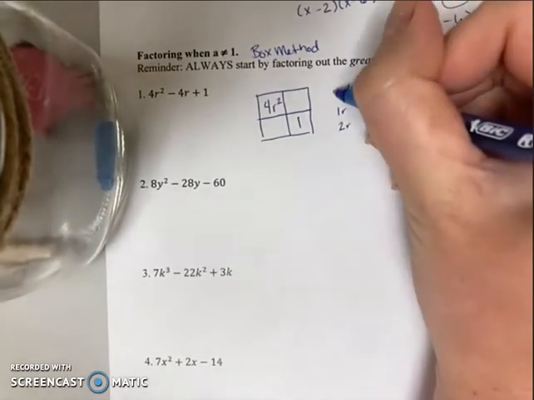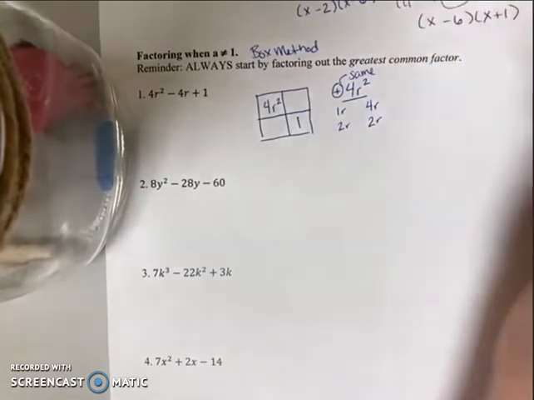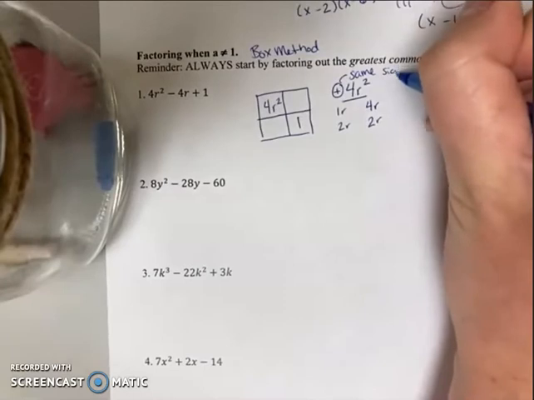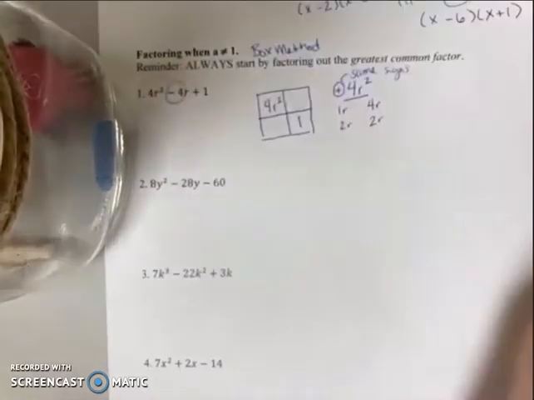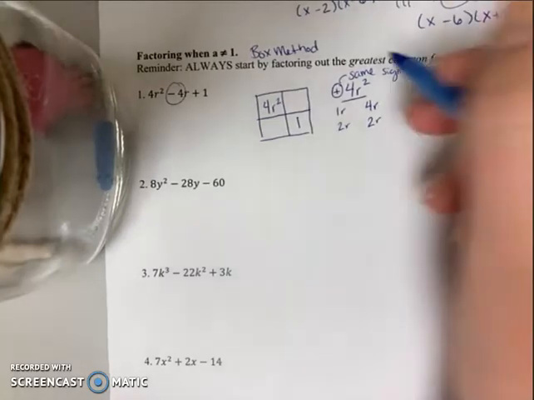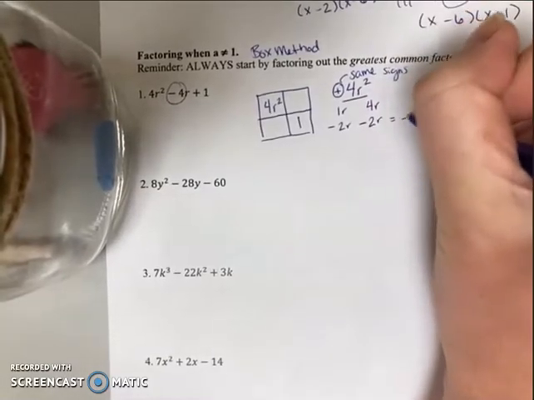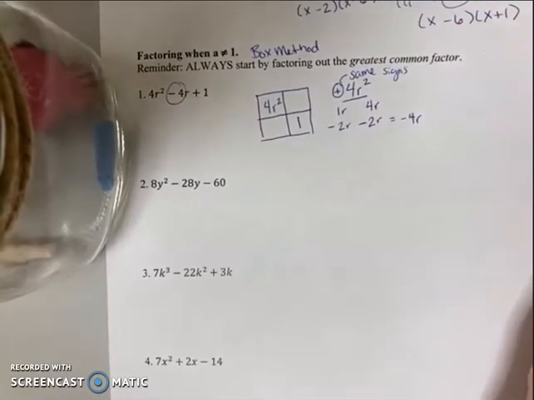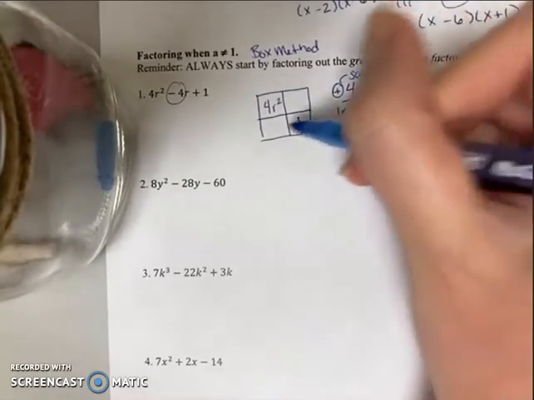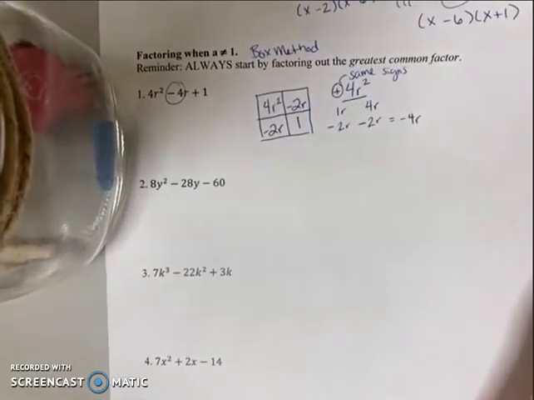Now this is a positive 4r squared, which means I need to use same signs to get the middle term. In this case, that would be a negative 4r. Well, I can do that if I make both of these negative. I'll get the negative 4r. You can plug these new terms into the boxes, so negative 2r, negative 2r.